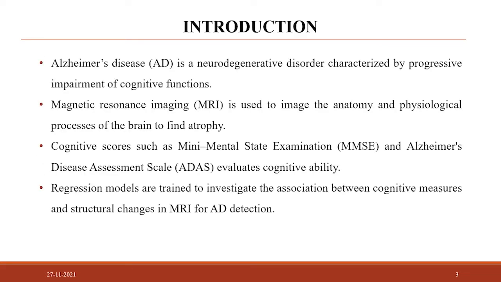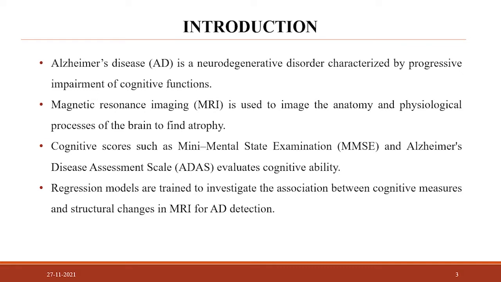Alzheimer's disease is a neurodegenerative disorder characterized by progressive impairment of cognitive functions. The cognitive functions include memory, speech, ability to learn, etc. As a person gets older, there will be a decline in the cognitive function of an individual. So it is very difficult to distinguish between normal aging and an AD patient.